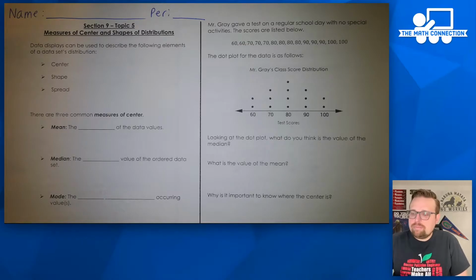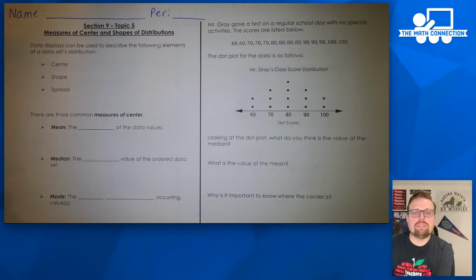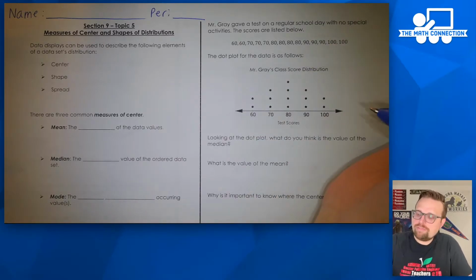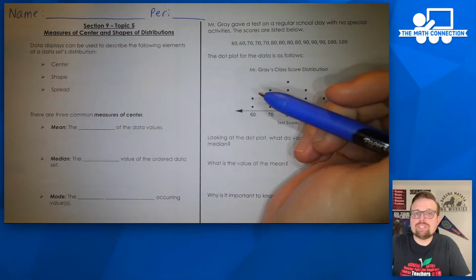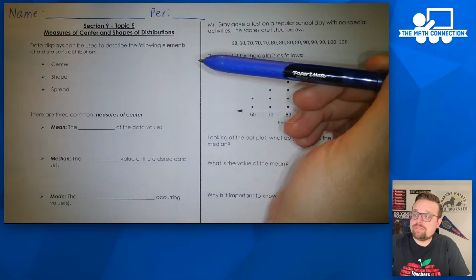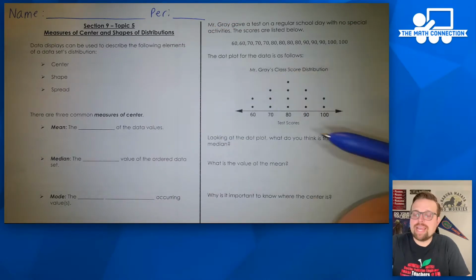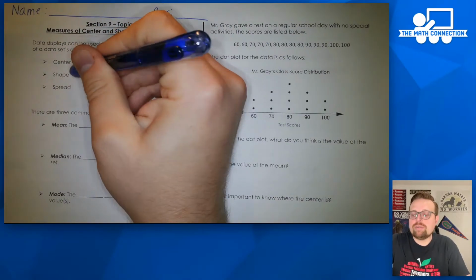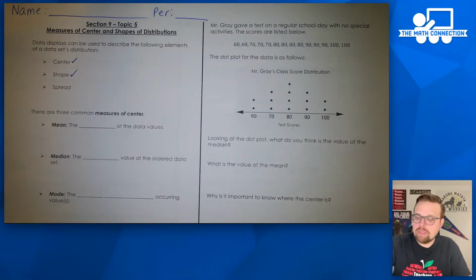Today's lesson is going to be section 9, topic 5 on measures of center and also the shape of distributions. So let's go ahead and jump right in. The first thing we're going to look at is what the different measures of center are. Data displays can be used to describe the following elements: the center, the shape, and the spread. Today we're just talking about the center and the shape. The spread is going to be in the next topic that we cover.